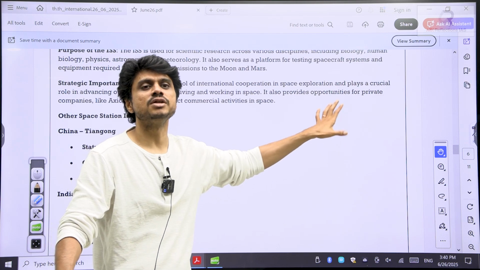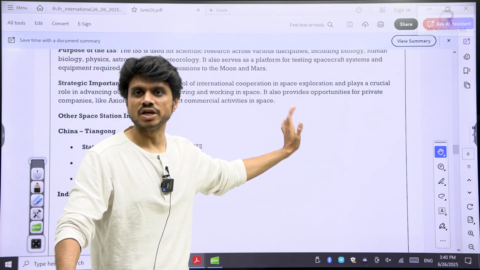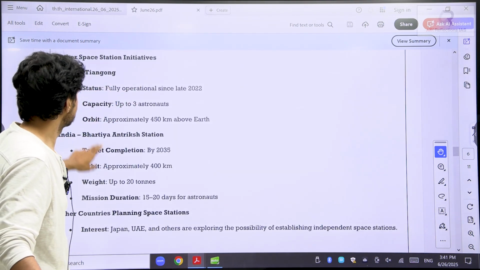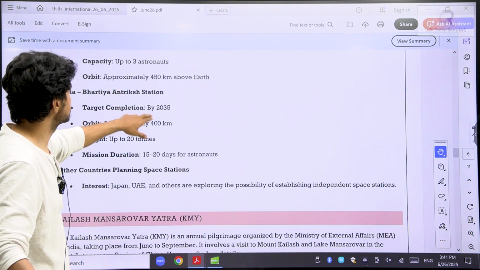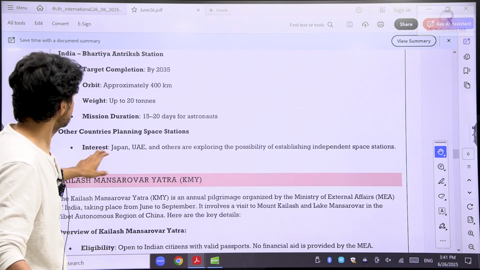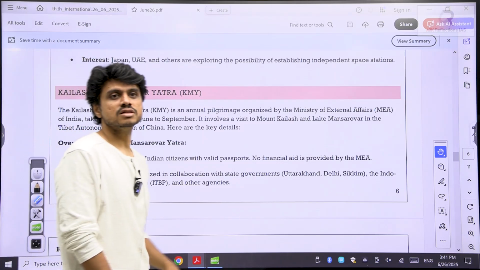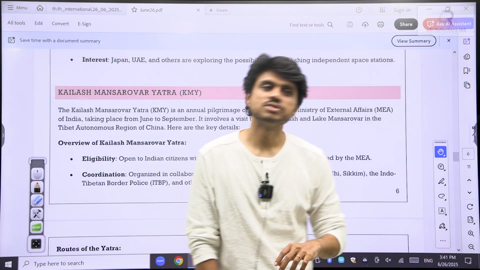So every country is trying to develop their own space station. China is trying, Japan is trying, India is trying. See, China's Tiangong. India is also trying to develop the Bharatiya Antariksh Station by 2035. Other countries, Japan, UAE, all are exploring that. Are we clear? So, the Axiom 4 mission.